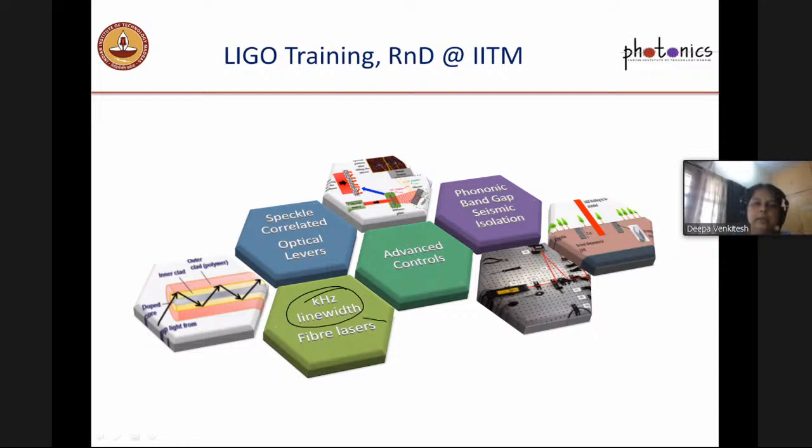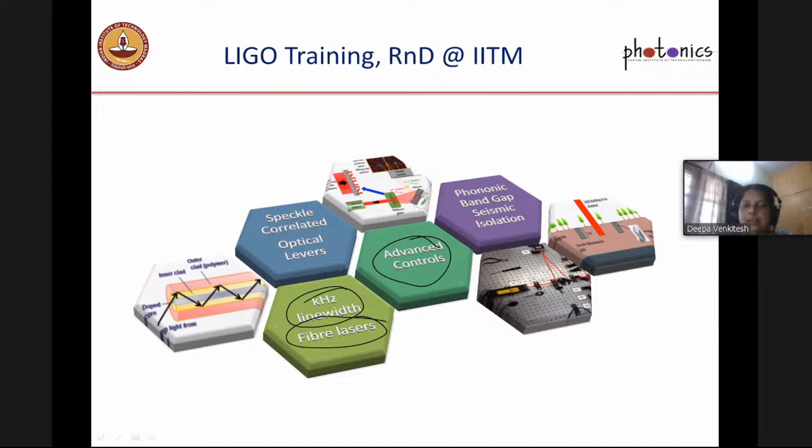We are also making the fiber laser. So it is not just enough to produce a laser of narrow line width, you need to be making it at high power also, right? So that's an additional challenge. So we're trying to build fiber lasers for that. We are also working on speckle correlated optical levers, which will help in mirror alignments. There is a group working on advanced controls, which will also include the laser control.